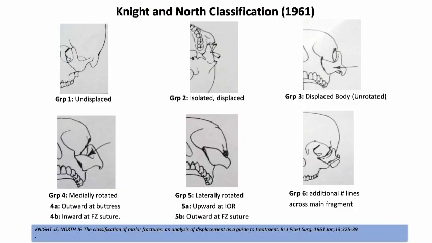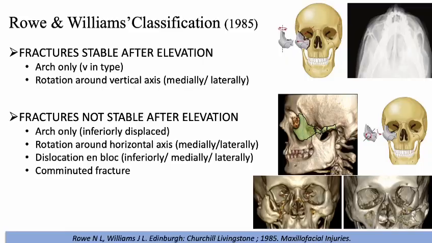Now, let's take a look at the classification of ZMC fractures. The first was proposed by Knight and North in 1961, according to which Group 1 represented undisplaced fractures, Group 2 isolated displaced type, Group 3 where whole body is displaced but not rotated, Group 4 medially rotated, Group 5 laterally rotated, and Group 6 with multiple fracture lines.